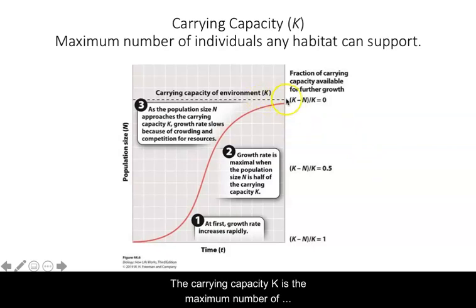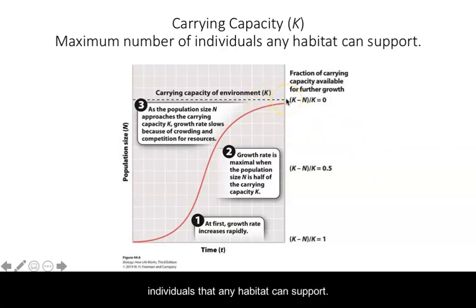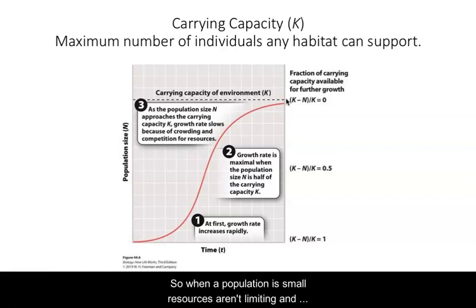The carrying capacity K is the maximum number of individuals that any habitat can support. So when a population is small, resources aren't limiting, and the population can grow at or near its intrinsic growth rate of r. But as the population increases, getting closer to its carrying capacity, the worsening conditions due to crowding slow this growth rate, and the maximum number of individuals is reached at this carrying capacity. Things like predation and parasitism often keep a population size below the carrying capacity.